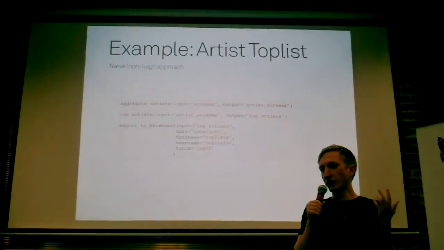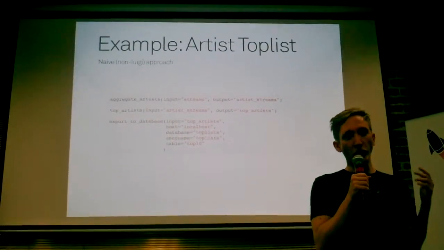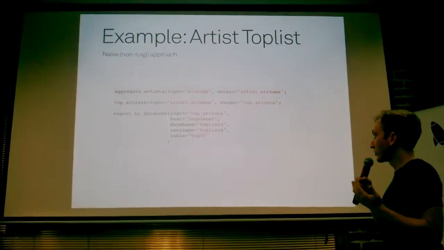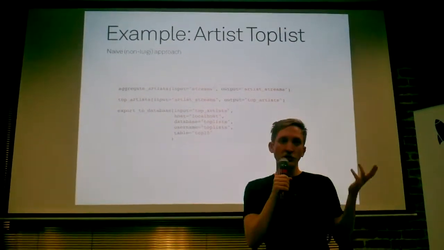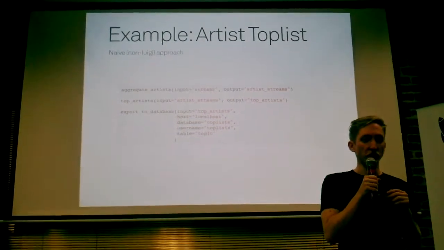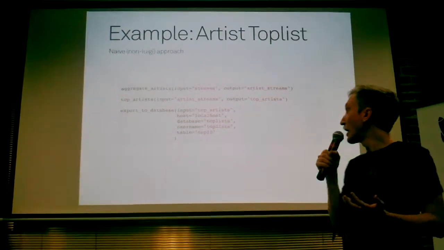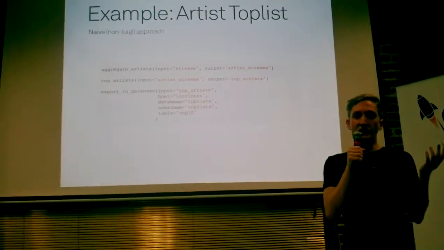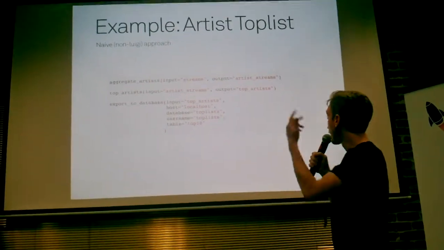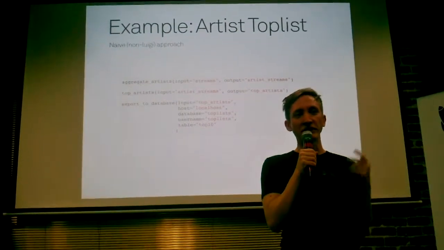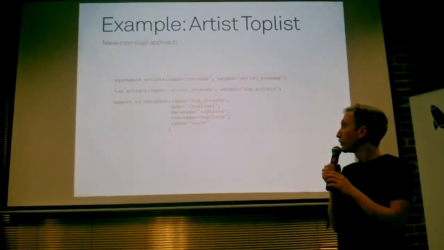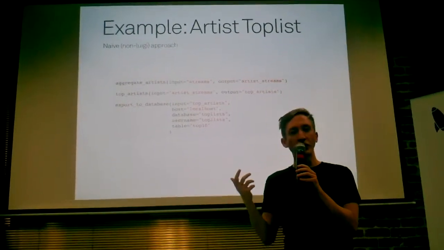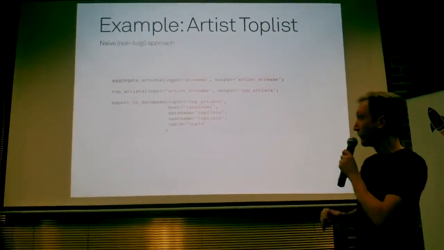The naive approach to how to solve this problem is illustrated here in a simple Python script. We would have this input streams, which would be just logs of what people stream. This aggregate artist method would then take this as input and create an output, which would be artist streams. How it actually does this is unimportant for this argument, but in the second step we would calculate the top artists based on this previous step.